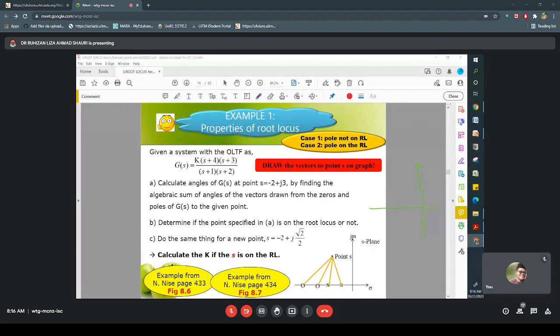So from this previous example that we have done, I'm showing you the root locus now. Look at the transfer function. This is the open loop transfer function. So the open loop zero. I have to write it very slowly. And also open loop pole.